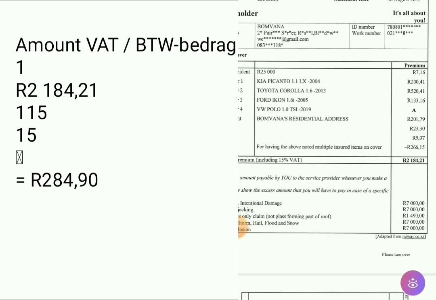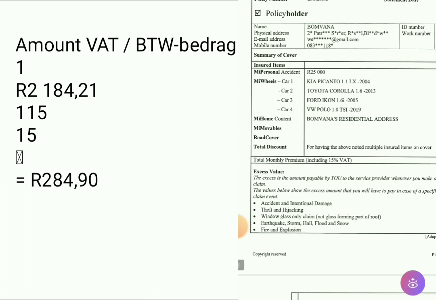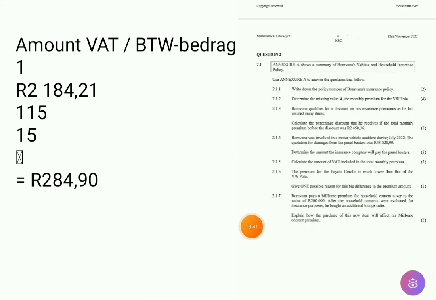I'll have to go back to the question. The question says calculate the amount of VAT included in the total monthly premium. So that's how we calculate the amount of VAT that is included. That's how we calculate it. Because if you say just 2,184.21 multiplied by 15%, it's actually going to give you a wrong answer, guys. So you have to say exactly as I did.